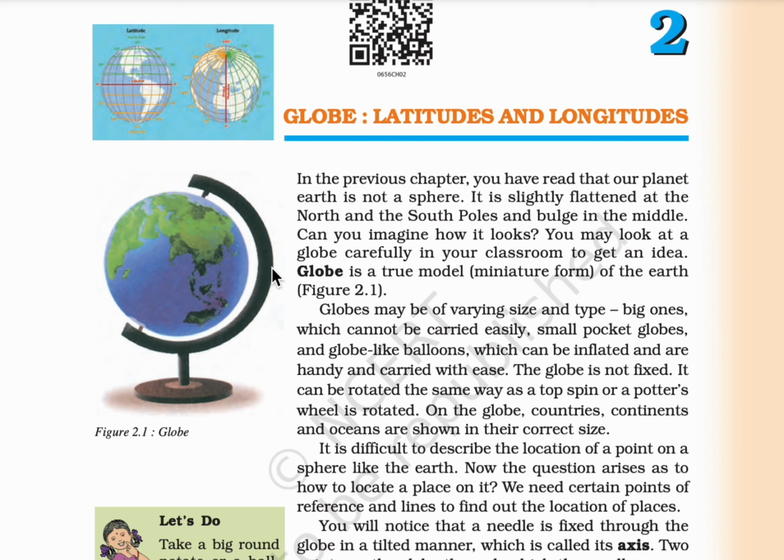It passes through 2 points called poles. The upper one is called the North Pole and the lower one is called the South Pole. The globe, when rotated, moves from west to east. The real earth revolves around the sun in a tilted way at a 66.5 degrees angle. For the globe, the needle is fixed, but for the real earth, such things are not fixed. It just rotates as if the needle is fixed.